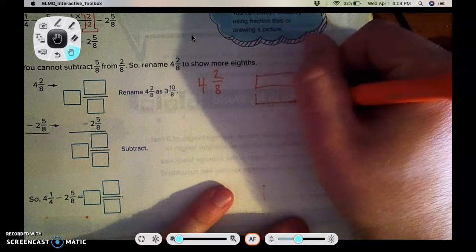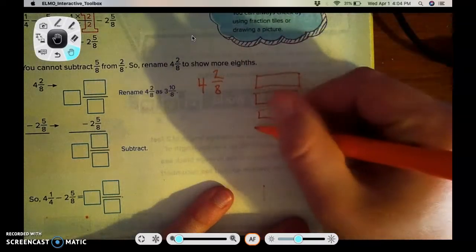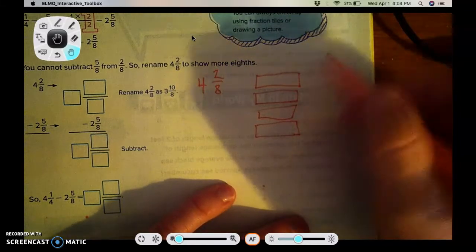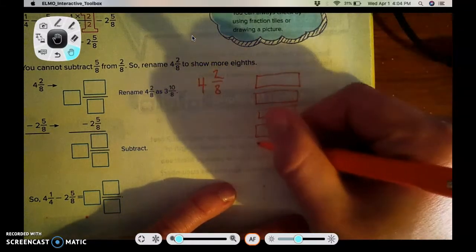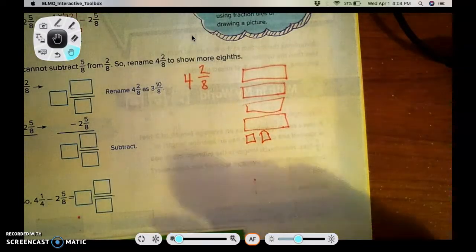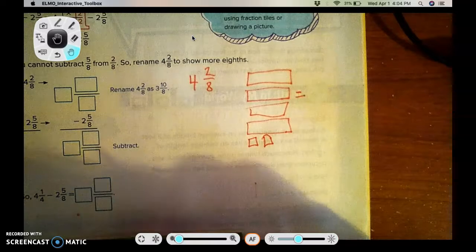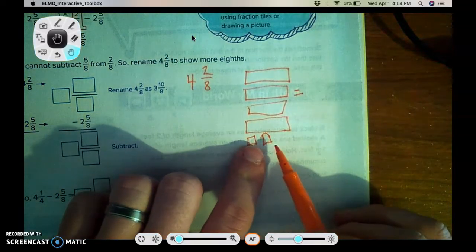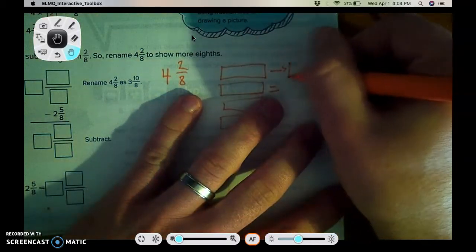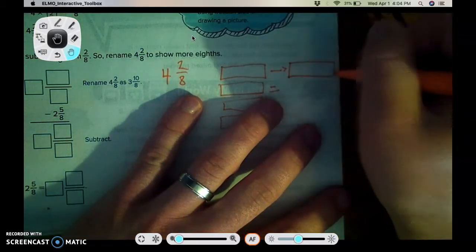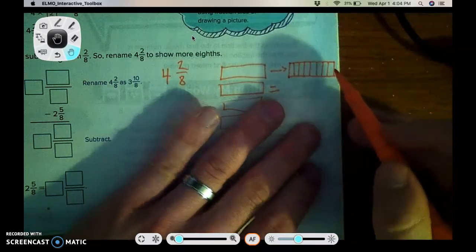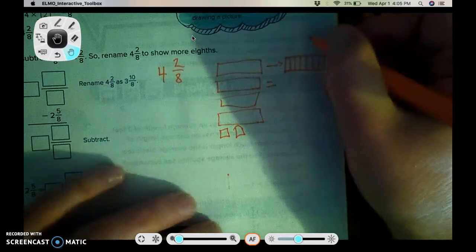So right now we have 1, 2, 3, 4. Pretend those are equal. We have 4 2/8. So we'll say we have 1 2/8. Okay, that's a terrible model, but you get the picture. And we want to take away 5/8. Well, we don't have enough of these eighth pieces, so what we can do is take one of our wholes and make it into eighths. Okay, so 1, 2, 3, 4, 5, 6, 7. So now we have 8 equal pieces.